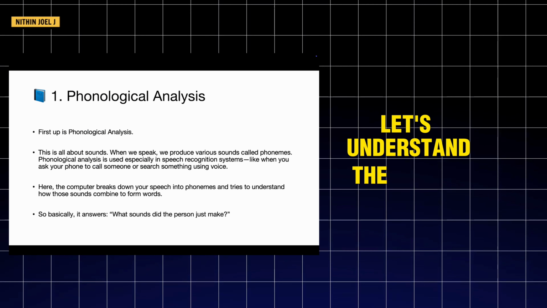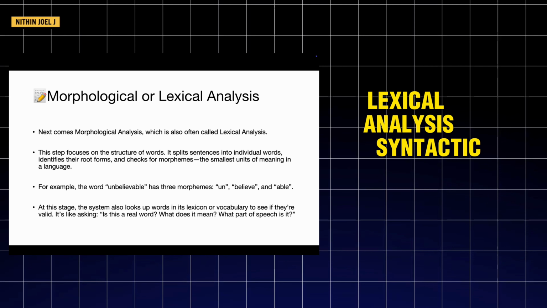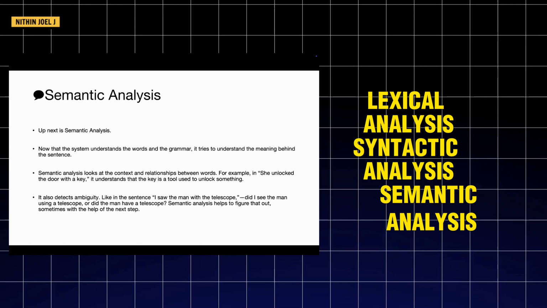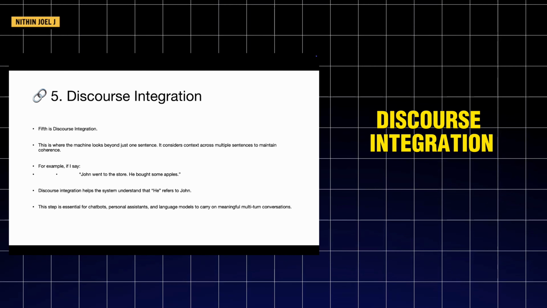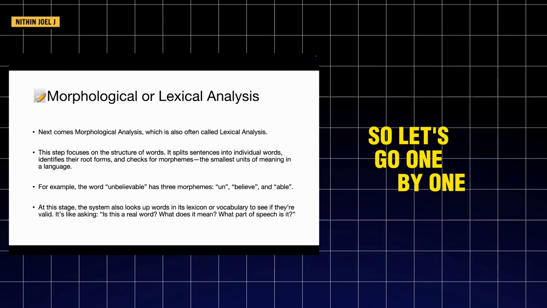Let's understand the processing stages in NLP. We have 7 processing stages in NLP, and they are phonological analysis, lexical analysis, syntactic analysis, semantic analysis, discourse integration, pragmatic analysis. So let's go one by one.